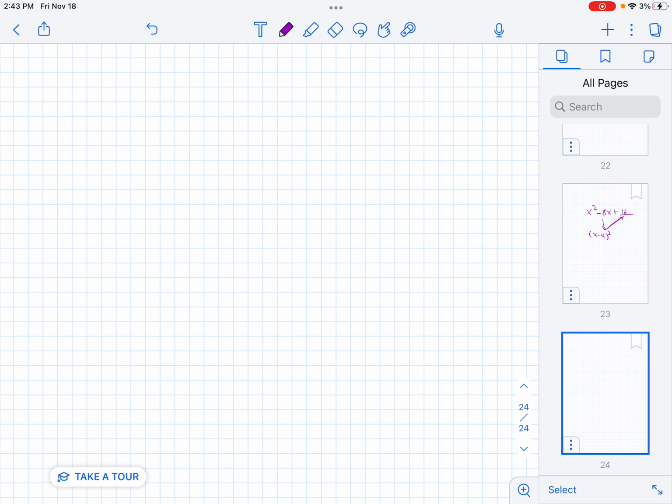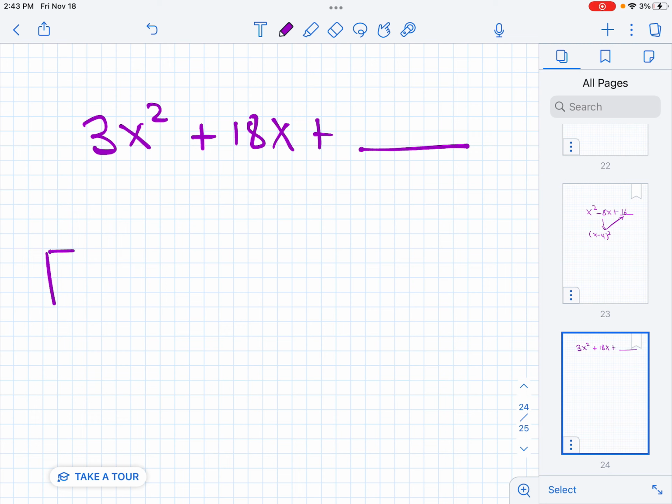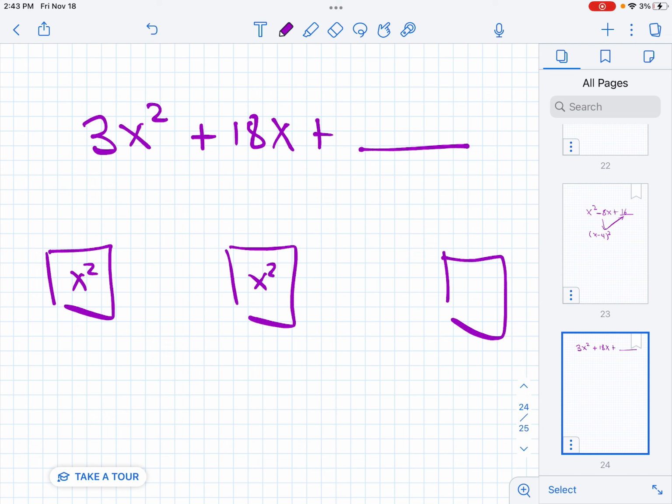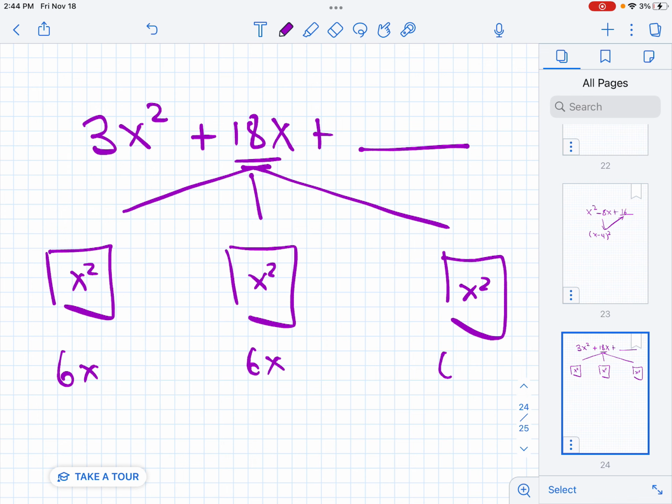All right, let's go down and do a different type of question. Let's say I've got this thing, 3x squared plus 18x plus a blank. Right now, we're going to break up the 3x squared into 3 different x squareds: an x squared, an x squared, and an x squared. I've got 3 x squareds. Now my 18x's, I'm also going to divide up evenly between the 3 of them, 6x, 6x, 6x.